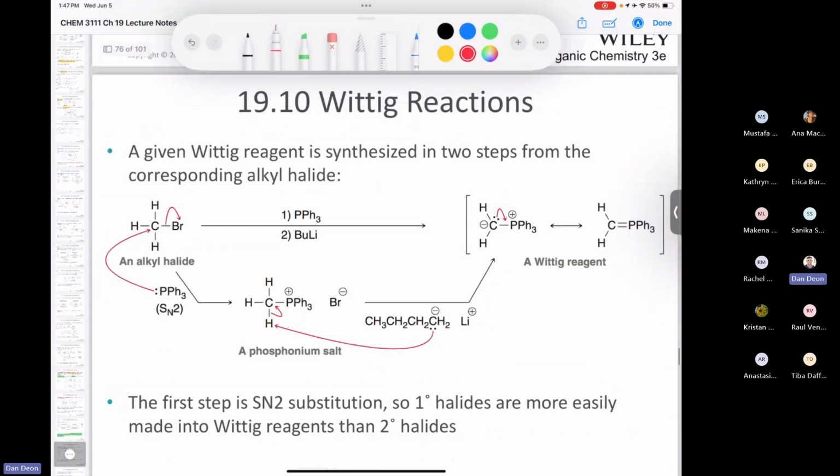Now, when it comes to doing the Wittig reaction, not only do you have to understand how the reaction works, you actually have to understand how to prepare the ylid, okay? This is very important. This is always tested by ACS. They'll give you two routes.